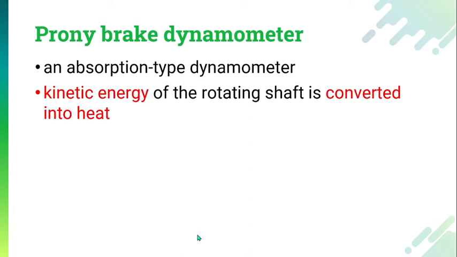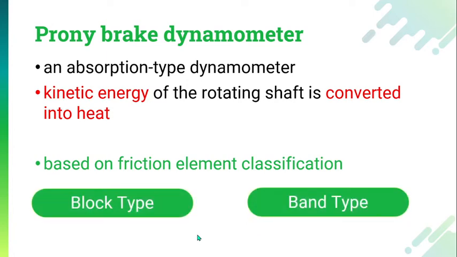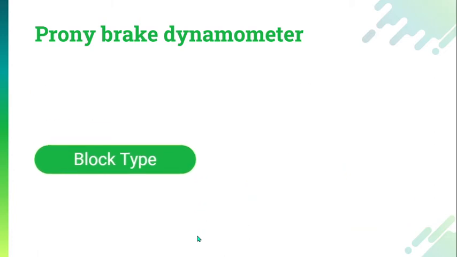These types of dynamometers can be classified into two types. Basically, we have the block type for the Prony brake dynamometer, and the second is the band type. The working of both is almost the same, but they use different brakes, or frictional elements. So these frictional elements are different in both types of dynamometers. Firstly, we are going to check out the block type dynamometers.